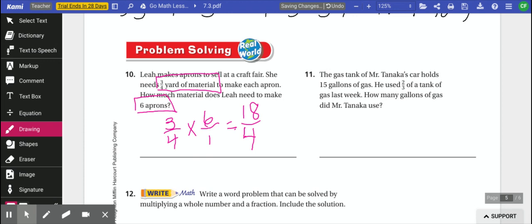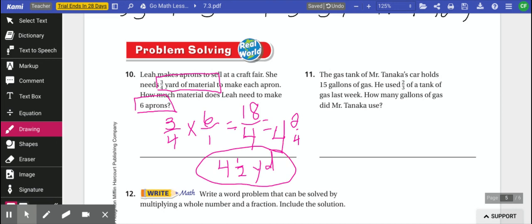Again, you may leave it like that, or 4 goes into 18 4 times with 2/4 left over, but I know that can be simplified. So the best and final answer is 4.5 yards. She's going to need 4.5 yards to make 6 aprons.